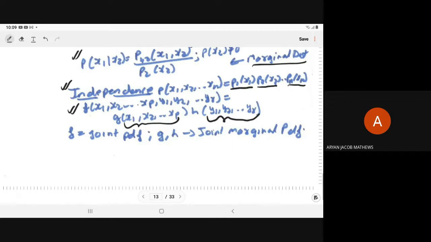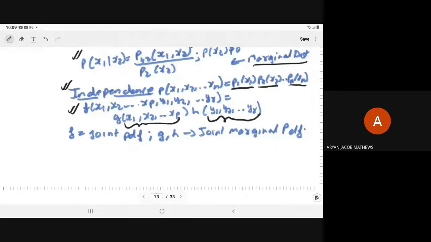It means when we have more than one variable, then we say joint, or higher dimensional random variable. And when we have a single variable, we simply say the PDF.